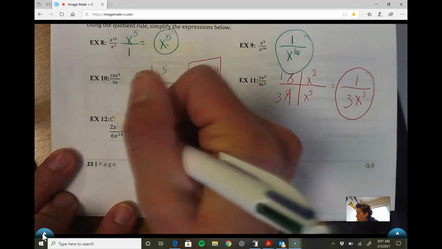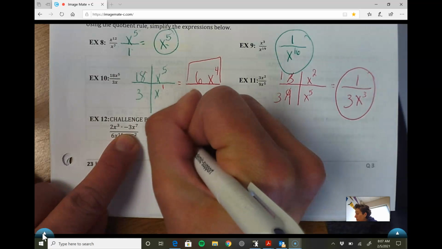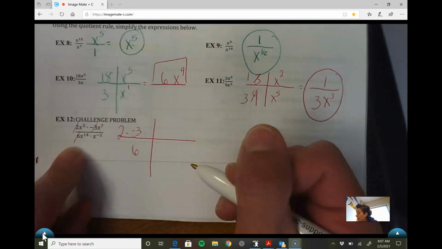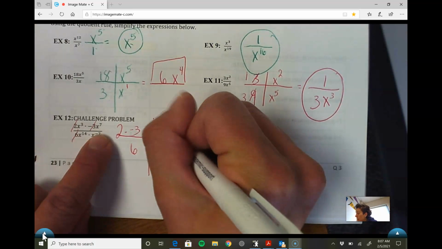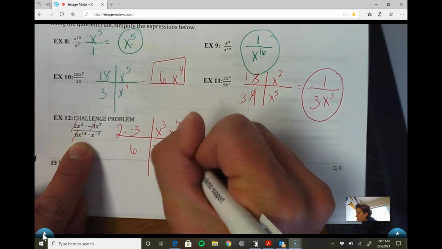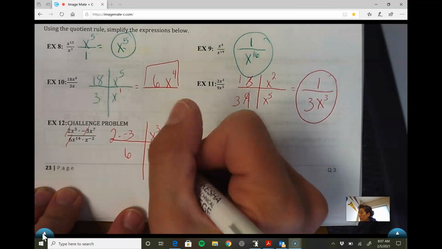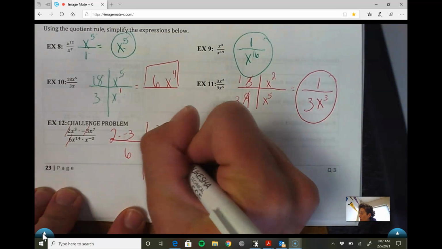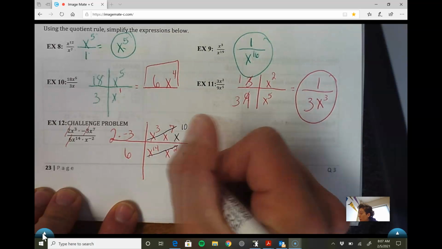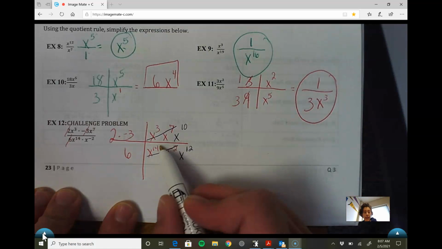So I've got numbers and x's. So I'm going to put my numbers 2 and -3, cross them off as I write them, and 6. And then I'll put my x's, x to the 3rd, x to the 7th, x to the 14th, and x to the -2. And then when I have something like this, what I like to do is clean up the numerator. So remember, this is just a total of 10 x's. This is a total of 12 x's, because I'm adding the exponents.